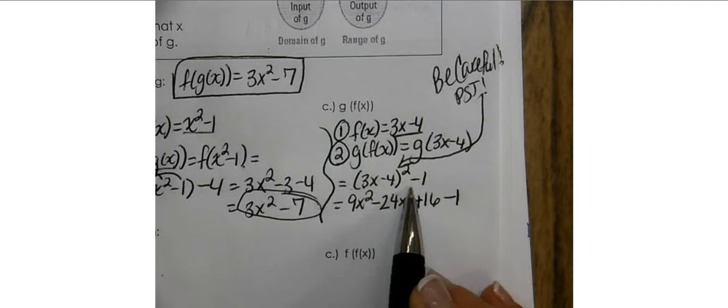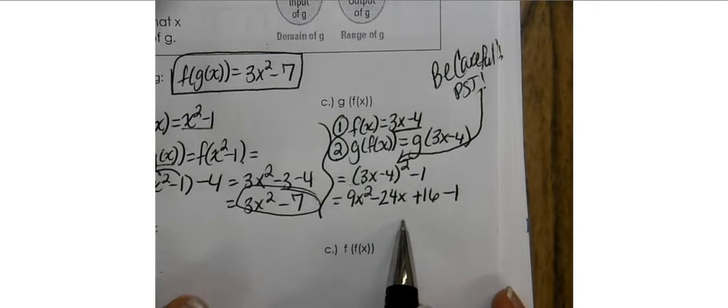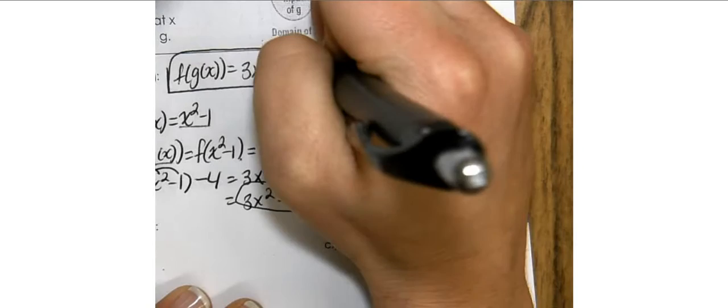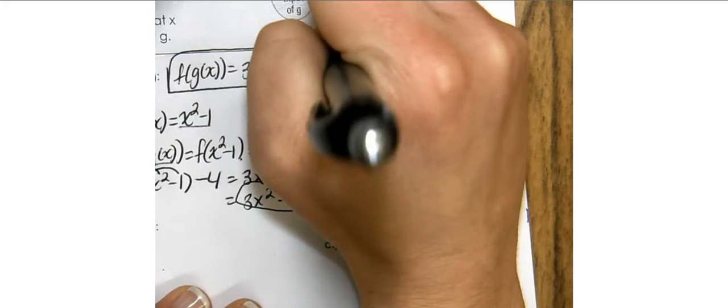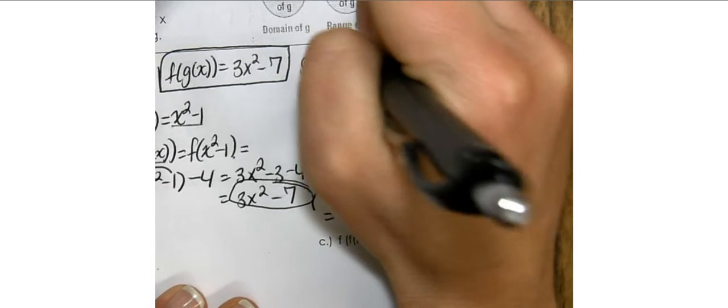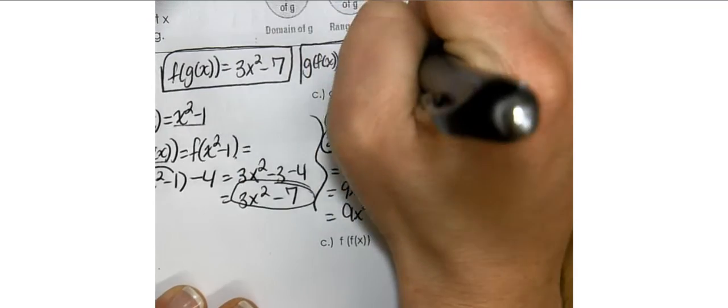If you need to write out 2 parentheses and then FOIL it in order for you to get down to here, that's perfectly fine. So now I have 9x squared minus 24x plus 15. And this is equal to g of f of x. So I'm going to write g of f of x is equal to 9x squared minus 24x plus 15. And that is my answer.